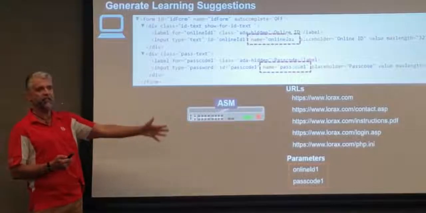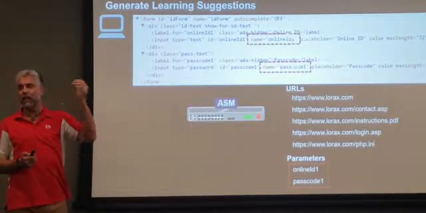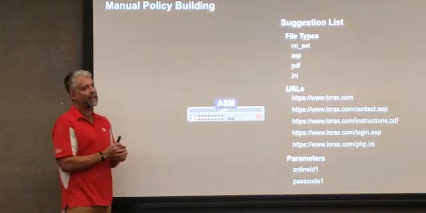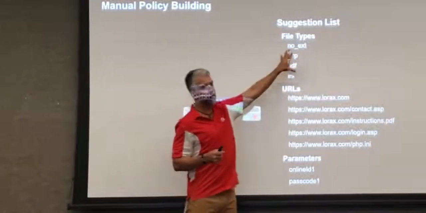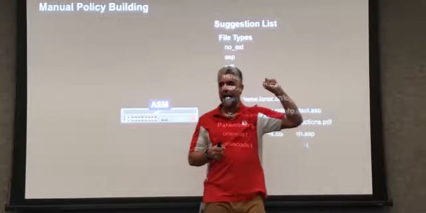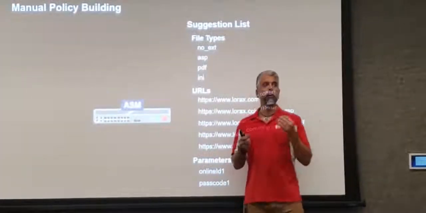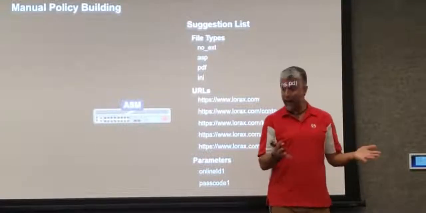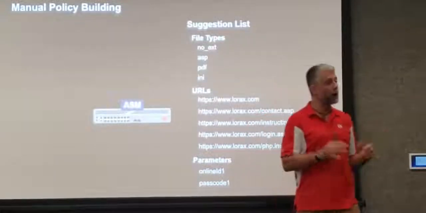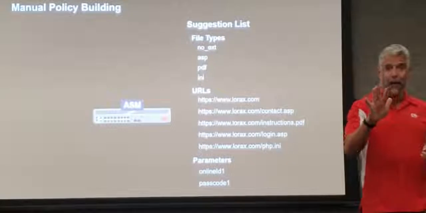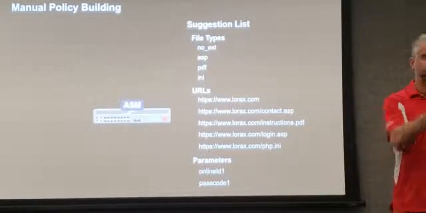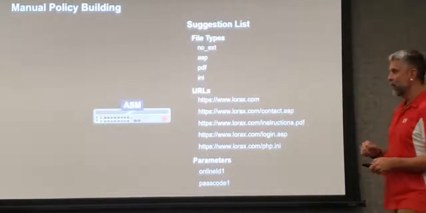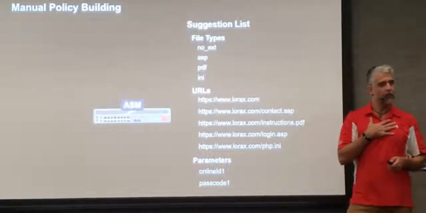So we're building up these lists. That's how we generate suggestions. Again, you just did that in your last exercise, but you only did it for file types. Now what we're going to do is we're going to go one step farther and we're going to talk about two different methods of policy building. We can do manual policy building and we can do automatic policy building. Manual policy building is actually a review of what you just did. Again, more review. Let's examine what you just did.